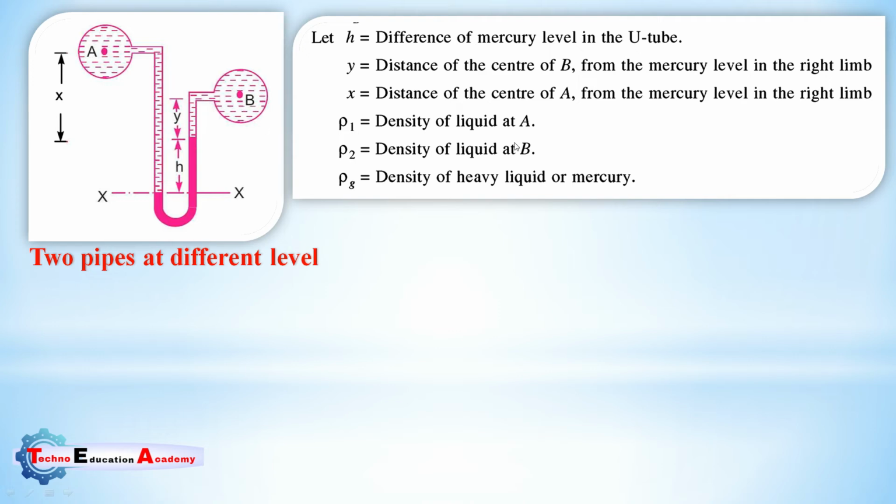Rho1 is the density of liquid at A. Whatever fluid is filled in the left limb of the U-tube, its density is rho1, the density of liquid at A. Rho2 is the density of liquid at point B. Rho-g is the density of the heavy liquid, or we can say mercury. It is highlighted with dark pink color.